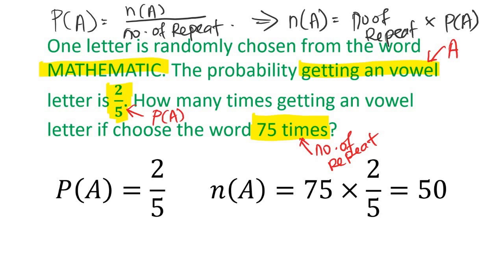So that's why I have the working here. The number of event A, getting a vowel, is the number of repeats, 75 times, multiplied by the probability of getting a vowel. So I multiply, and I get the answer 50. This is example 2.